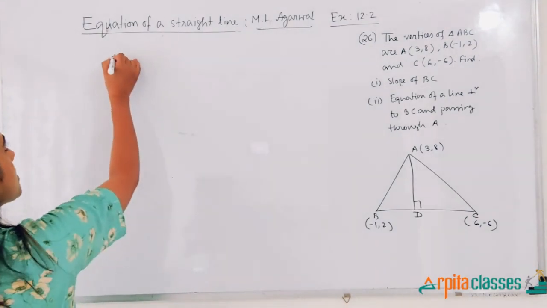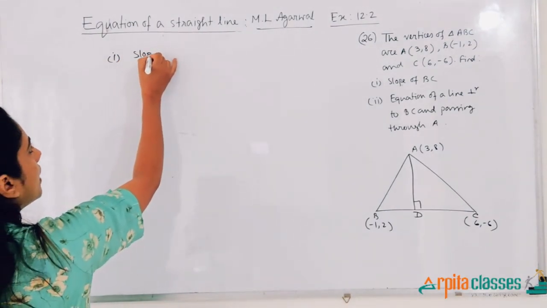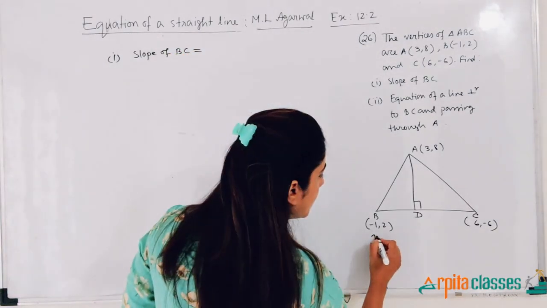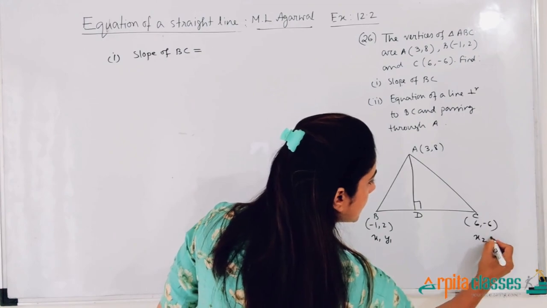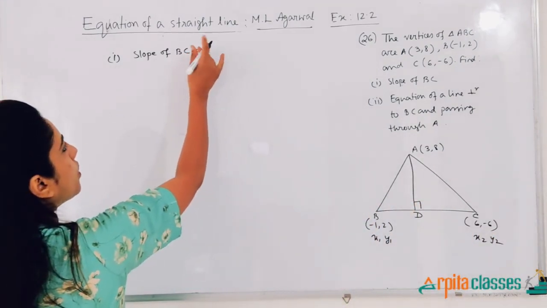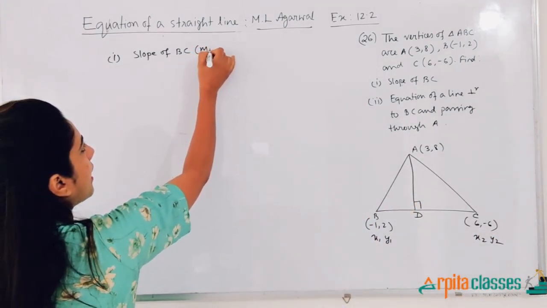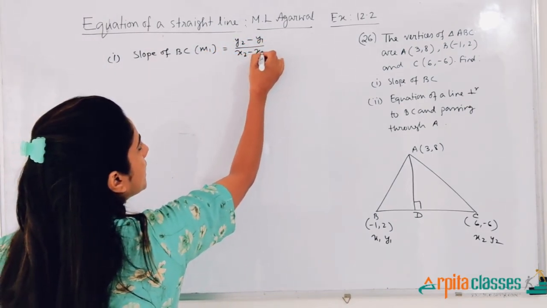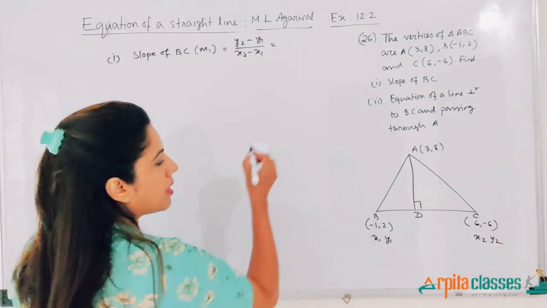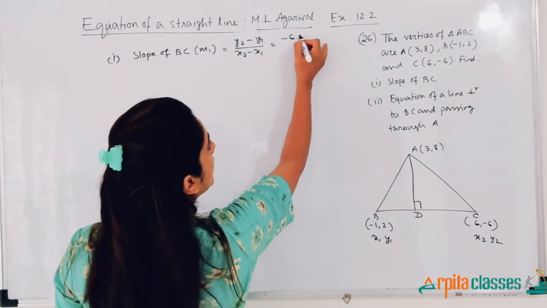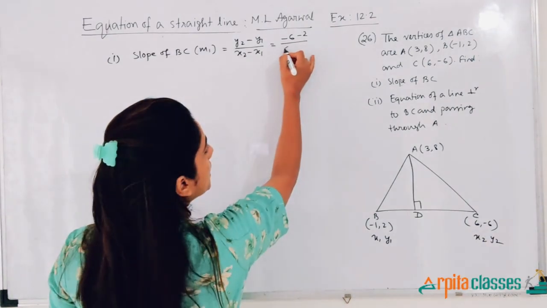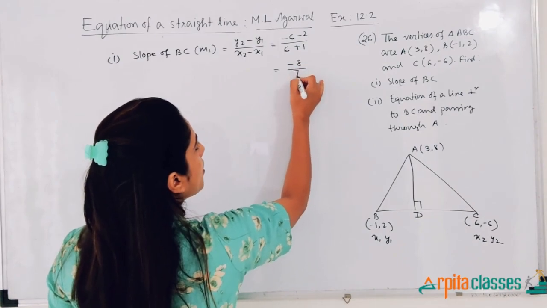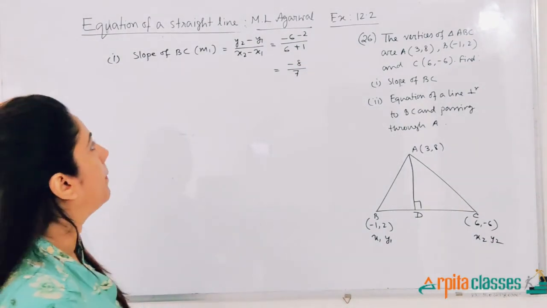After that it passes through A, so we can get the equation by the slope point form. So let us do the first part, that is slope of BC. Slope of BC is equal to, let us consider this as x1 y1, this as x2 y2. So slope of BC we consider as m1 is y2 minus y1 upon x2 minus x1. y2 is minus 6, so minus 6 minus 2 divided by x2 is 6, minus x1 is plus 1, so it will come minus 8 upon 7. This is the slope of BC.